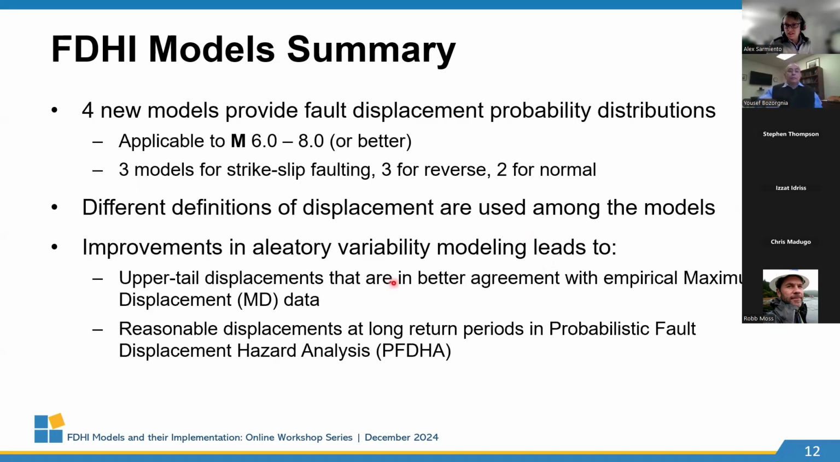The aleatory variability modeling, just like I just mentioned, we see upper tail displacements that are much more in line with our empirical observations of maximum displacement. And this gives us maybe a little more confidence, I think, that we can get reasonable displacements at longer return periods in the probabilistic analysis. And then finally, the final publications are coming soon. We're updating the technical report, which is published by UCLA and free to access, and the Earthquake Spectra paper is in review.